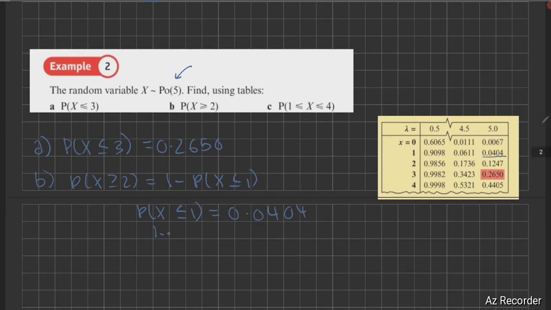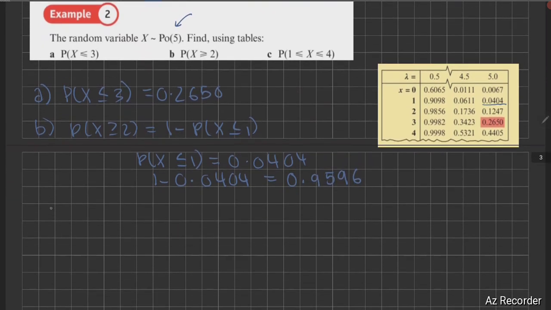So 1 minus 0.0404 is equal to, if we just plug that into our calculator, 1 minus 0.0404, we get 0.9596.